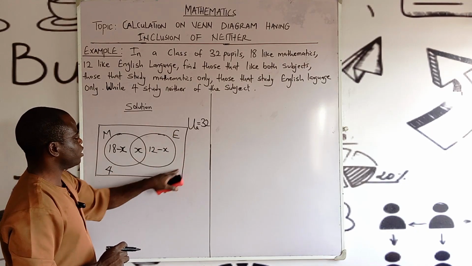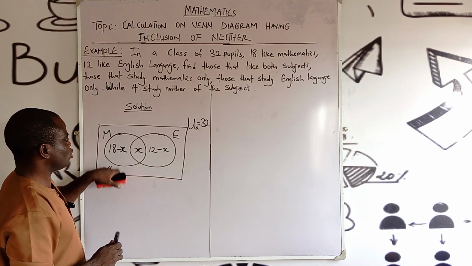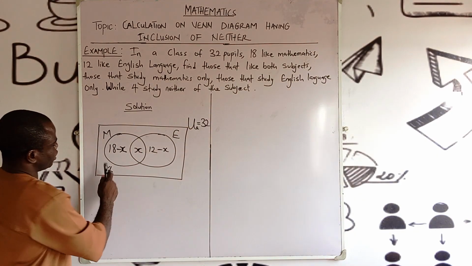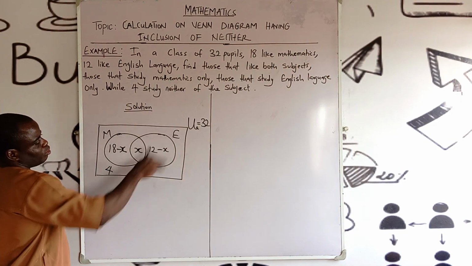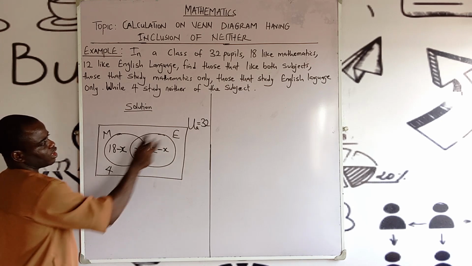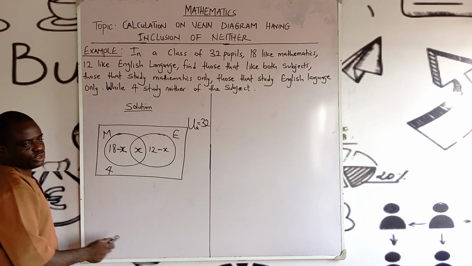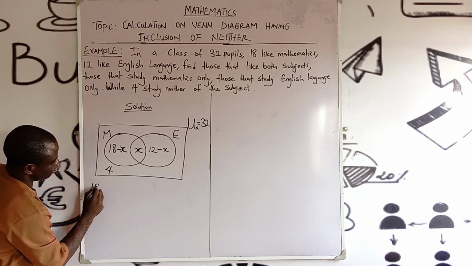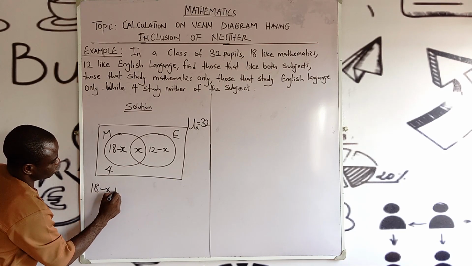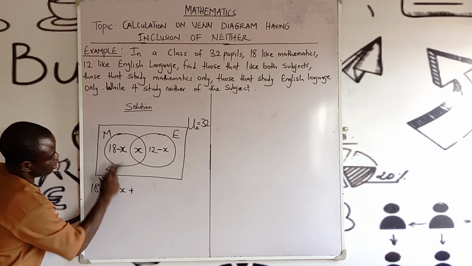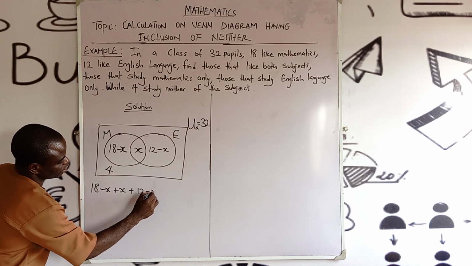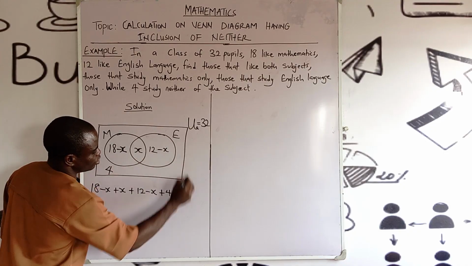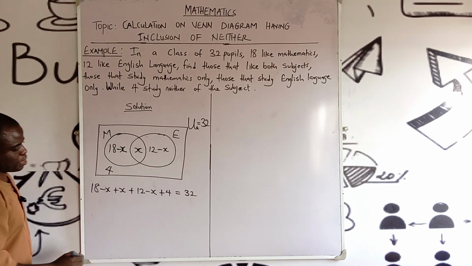You can put it anywhere inside the box, but it should not be inside the circle. Now, before you get x, you add everything in the box, both in the circles and outside, and equate it to the union, the total. Now 18 minus x plus x, you're adding them together, plus 12 minus x plus 4 equals 32.